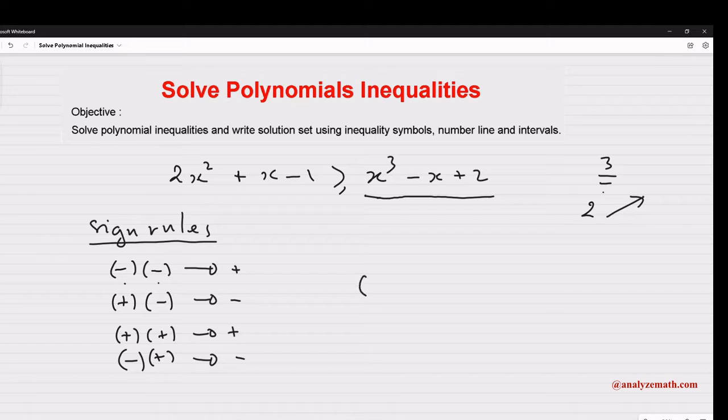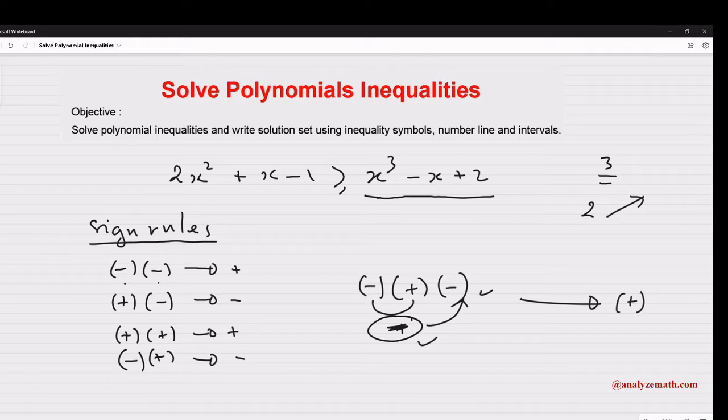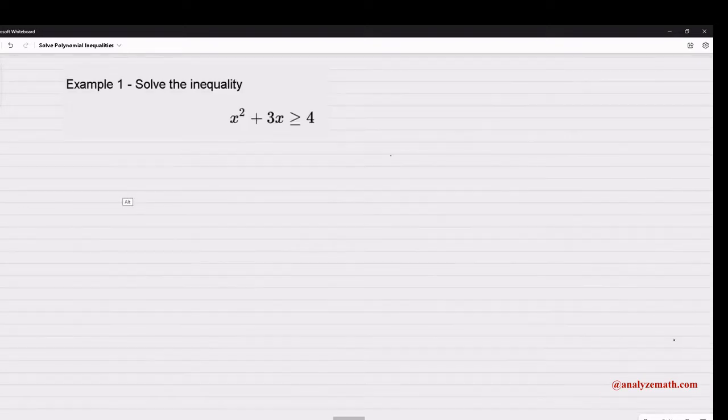Now, suppose you have more than two numbers or expressions. So, for example, I am multiplying three expressions or numbers. The first one is negative, the second one is positive. So when I multiply them, they are going to give me a negative number or expression. Now I multiply this by the third one. So negative by negative, the whole will give me a positive number or expression. That's the idea we are going to use to solve polynomial inequalities.